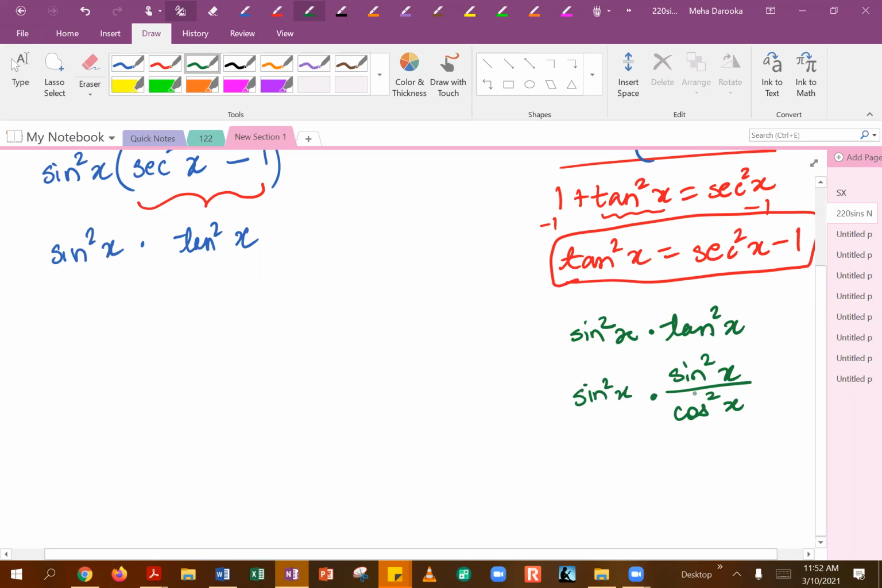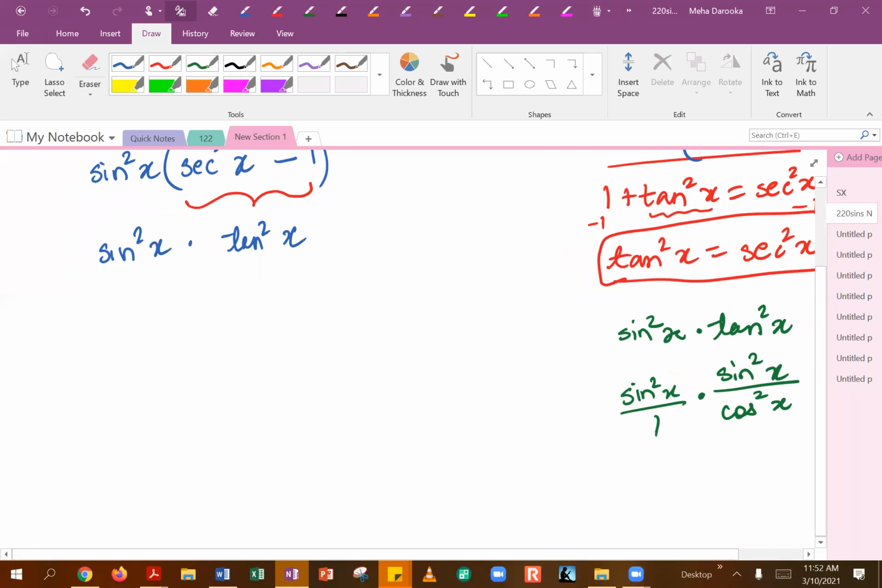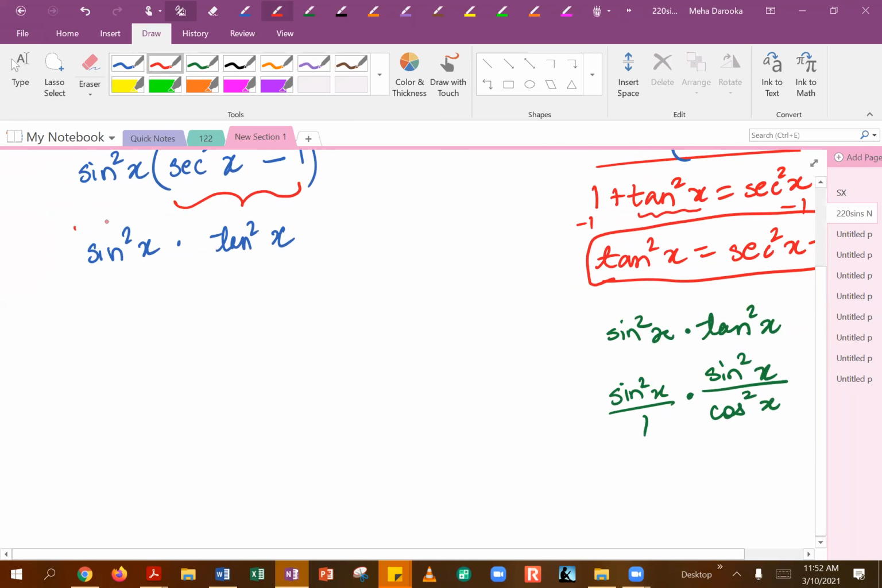But this does not help me because, if my sine squared functions were on opposite sides, we could have canceled them out. But since your sine squared terms are technically on the same side, we cannot cancel this out anymore. So we cannot really go any further than that. So this will actually be your simplified answer.